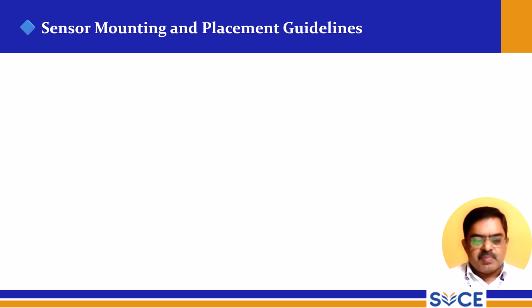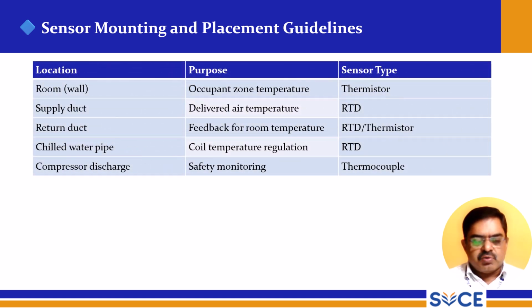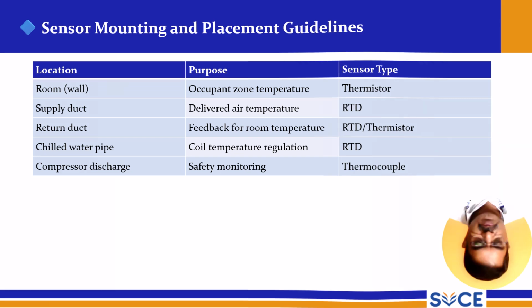Sensor mounting and placement guidelines. Sensors can be placed in different locations: room wall, supply duct, return duct, chilled water pipe, and compressor discharge. For the room, the purpose is occupant zone temperature, and the sensor can be a thermistor. For the supply duct, the purpose is delivery air temperature, and an RTD can be used. For the return duct, the purpose is feedback for room temperature, and an RTD or thermistor can be used. For the chilled water pipe, the purpose is coil temperature regulation, and an RTD can be employed. For compressor discharge, the purpose is safety monitoring, and a thermocouple can be used.